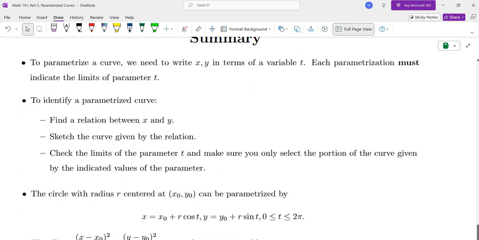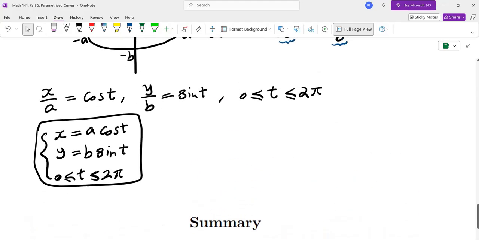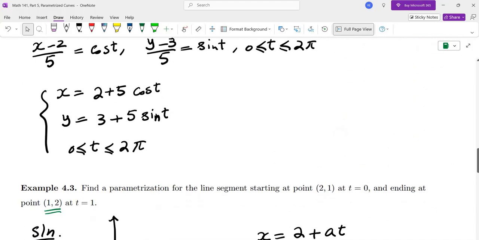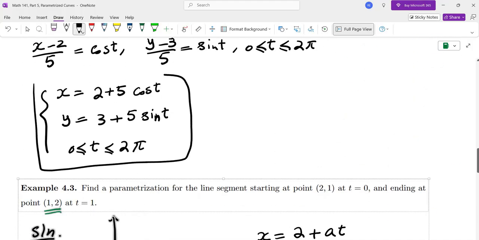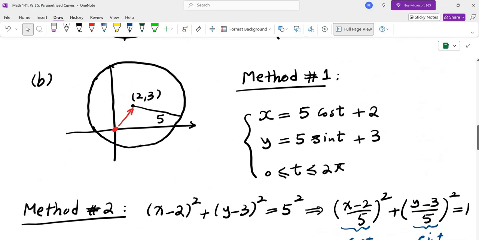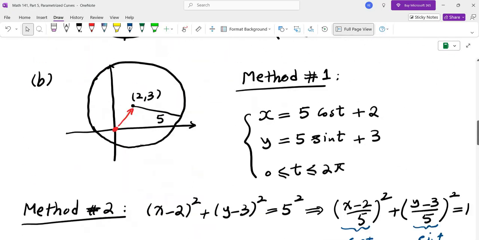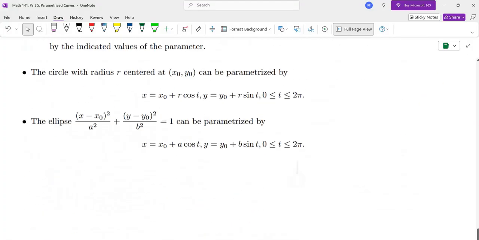So to summarize, what we learned in this video is that to parameterize a curve, we need to write x and y in terms of a variable t. Each parameterization must indicate the limits of the parameter. Look at all of the parameterizations that we did: we indicated the limits of t, and it would always have to be indicated. Even if t is all real numbers, you would still need to indicate the limits of t.